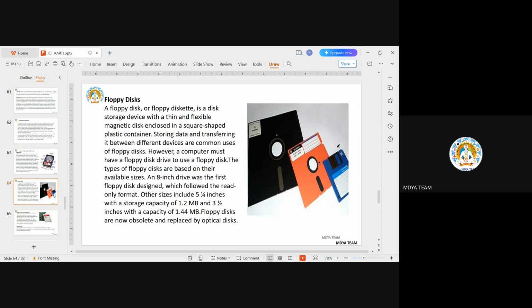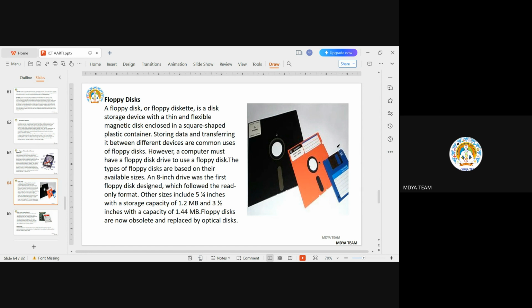These floppy disks are offline. We can't use them online. One thing you have to remember, floppy disks can't be used online. We can't store data online. These are used only offline. However, a computer must have a floppy disk drive to use a floppy disk. As we know, there is a special need of floppy disk drives for use of the floppy disk.